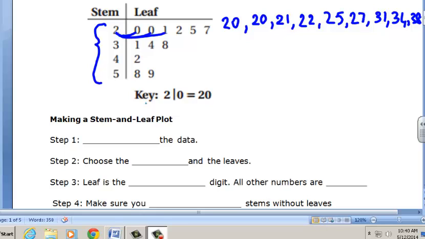Okay, now how do I get the maximum value out of this? Do you see this? This is the last one. This is the last digit in the leaf. So 59 is our maximum. That's how you figure out the maximum. The minimum is the first one, which is the 20.